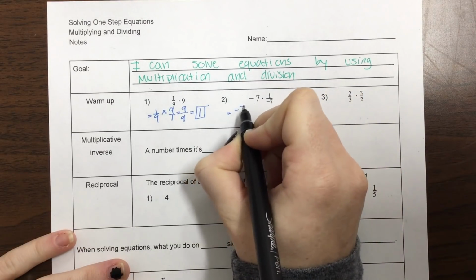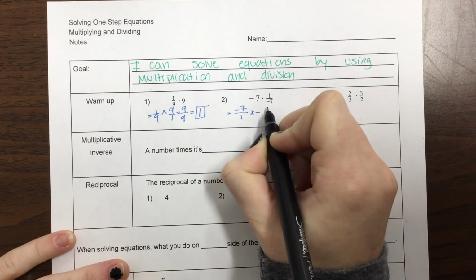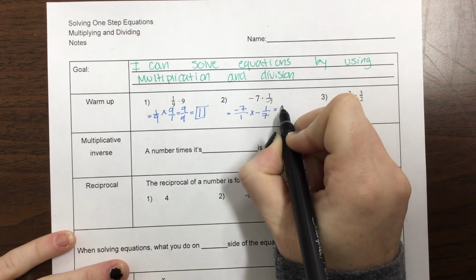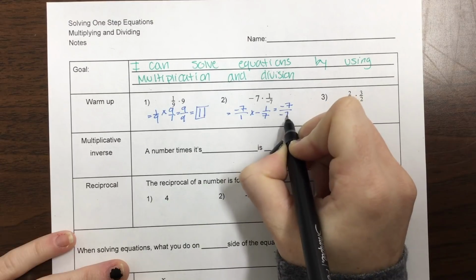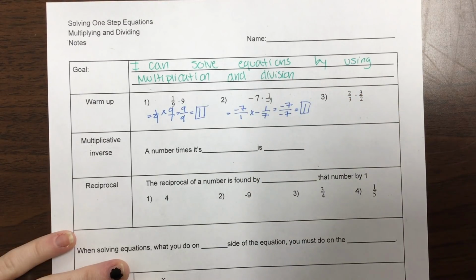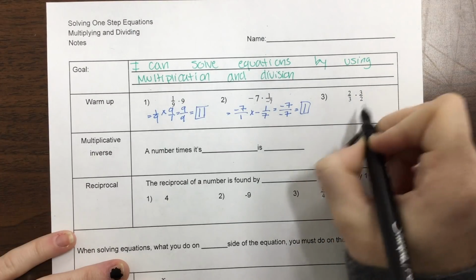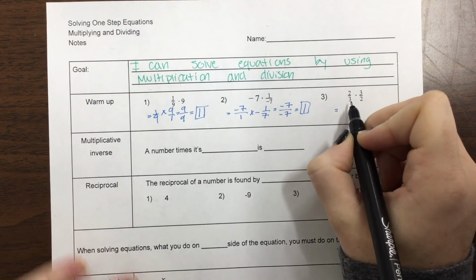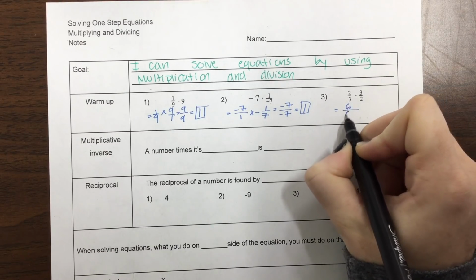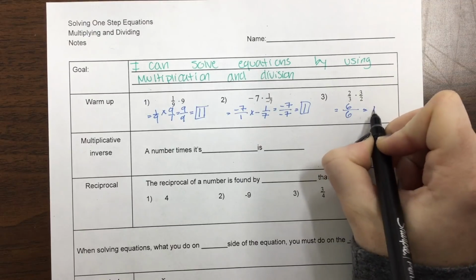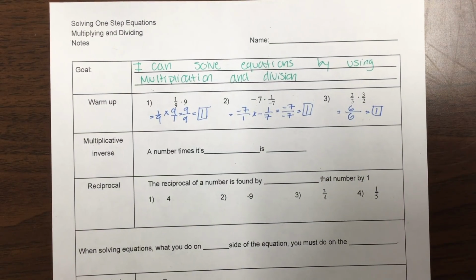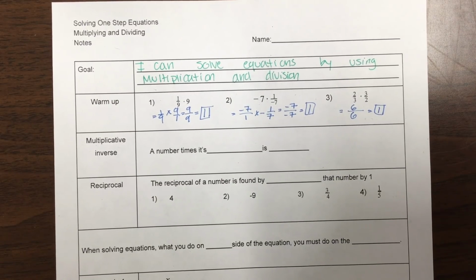Same thing here. This is negative 7 over 1 times negative 1 over 7. So we have negative 7 over negative 7. Anything divided by itself is 1. Same thing over here. This one's already set up for us, so we're just going to multiply across. 2 times 3 is 6, over 3 times 2 is 6. 6 divided by 6 is 1. So just a quick recap on how to multiply fractions together.